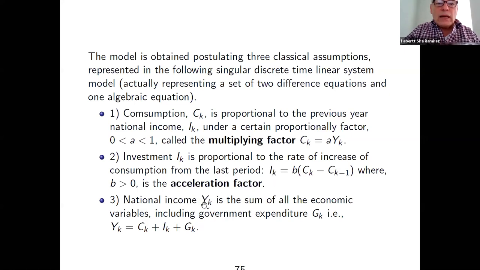And the national income is just the sum of the consumption, the investment, and the government expenditure. So you have the national income. The national income actually becomes an algebraic constraint that has to be satisfied at all times. And this is interesting because the model now is not a traditional model. You do have an algebraic equation which has to be precisely satisfied at all times.